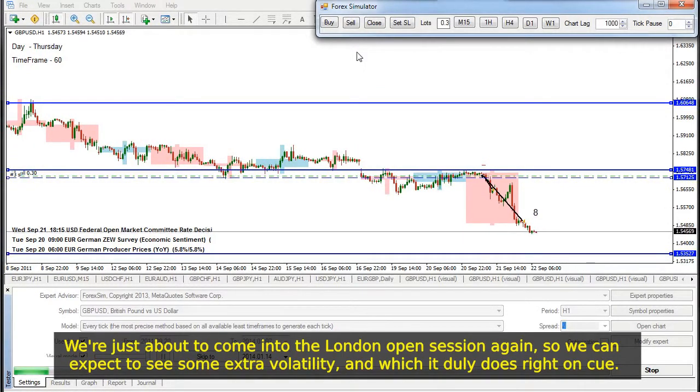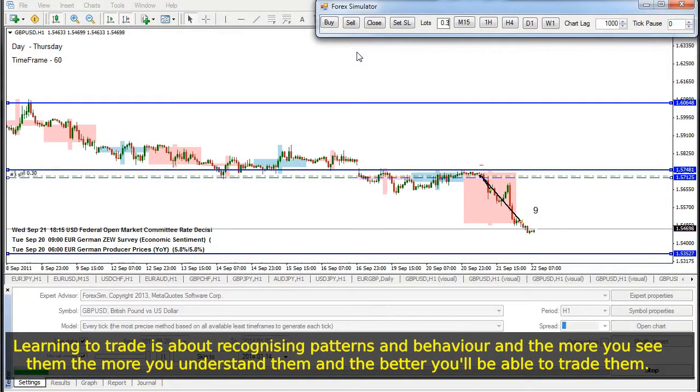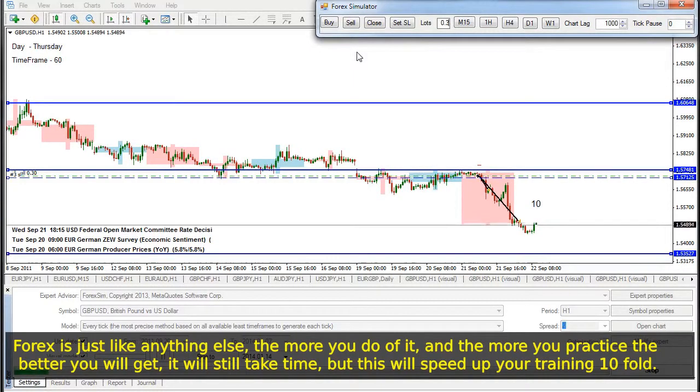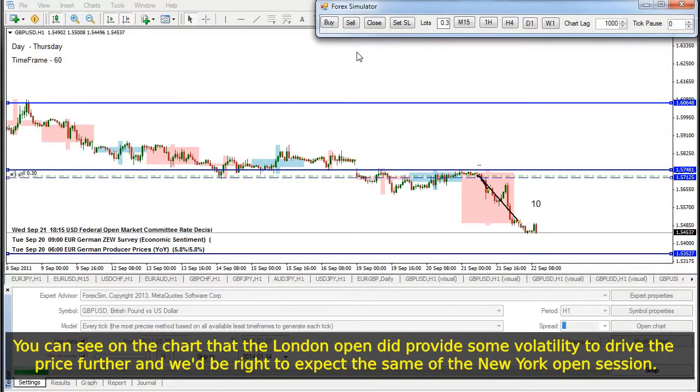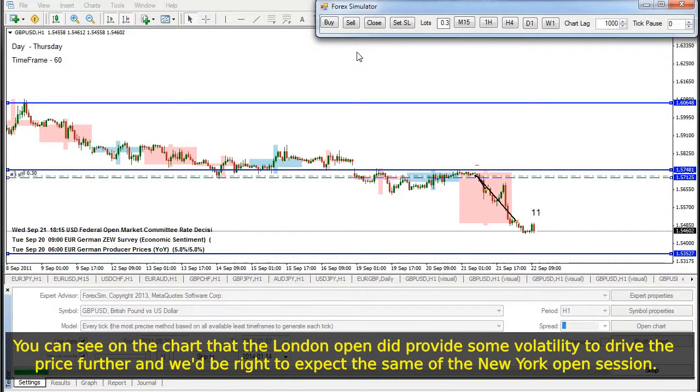We're just about to come into the London Open session again, so we can expect to see some extra volatility, and it duly does, right on cue. Learning to trade is about recognizing patterns and behavior, and the more you see them, the more you understand them, and the better you'll be able to trade them. Forex is just like anything else. The more you do of it, and the more you practice, the better you will get. It will still take time, but this will speed up your trading tremendously.